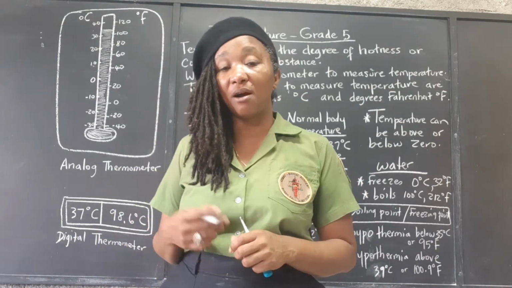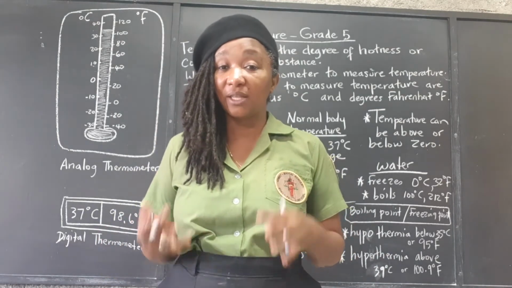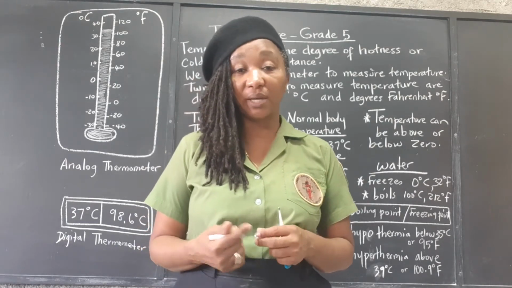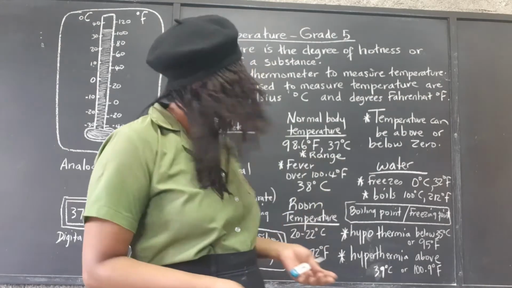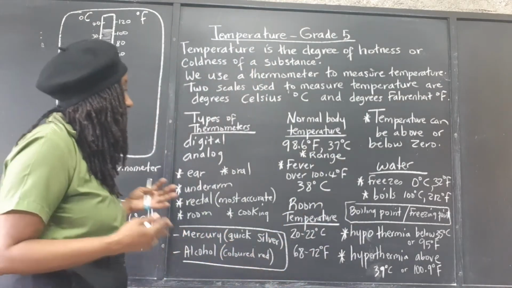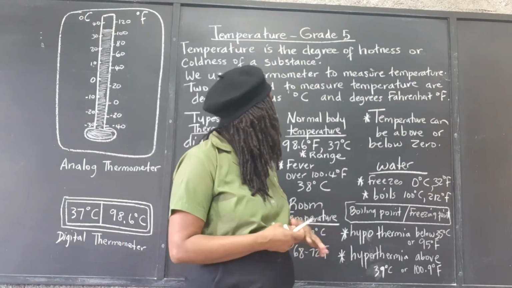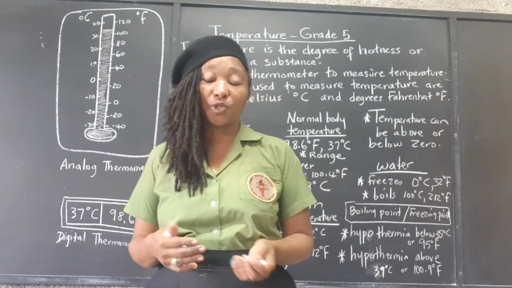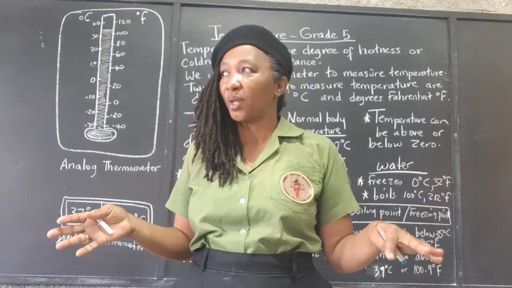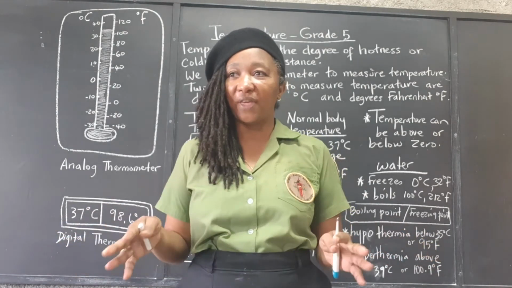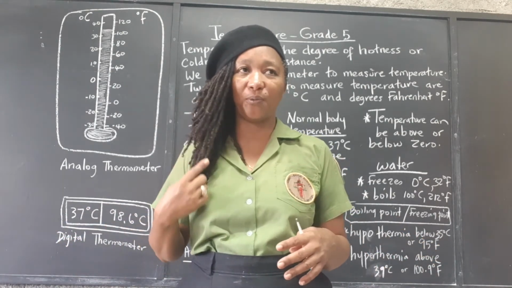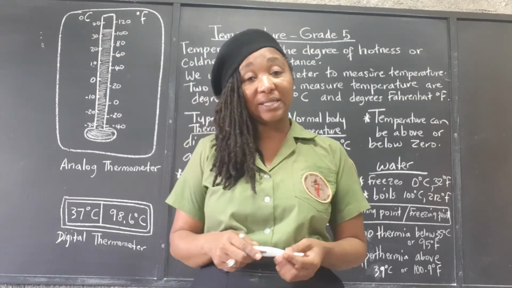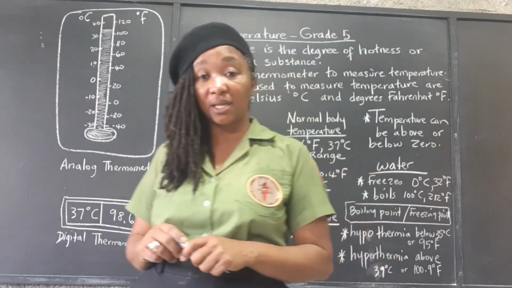So our bodies are always trying to regulate the temperature within it, its own internal body temperature, to keep us alive, to make sure the processes continue. Now temperature can be above or below zero. Usually when we think of zero, we think of nothing, and we're saying, well, surely there can't be anything below nothing. Well, in temperature there actually is.